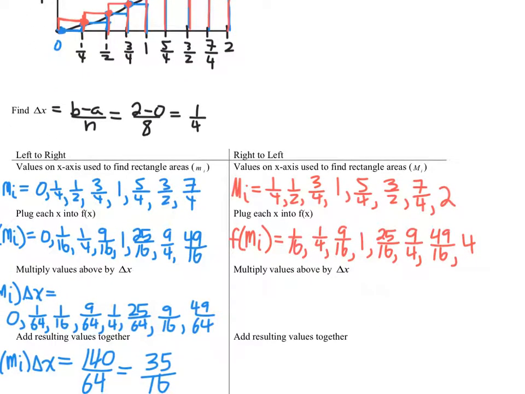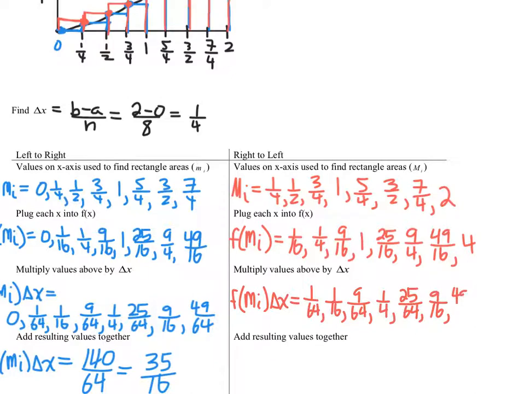All right, so far it looks like our sum is going to be 4 more than what it was before because we're replacing a 0 with a 4. But we also have to multiply by delta x. So each one of these values is going to get multiplied by 1/4. So 1/64, 1/16, 9/64, 1/4, 25/64, 9/16, 49/64, and 1.